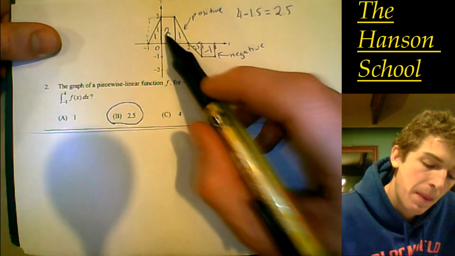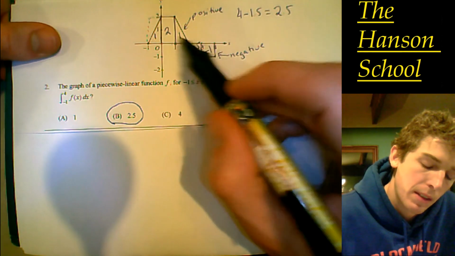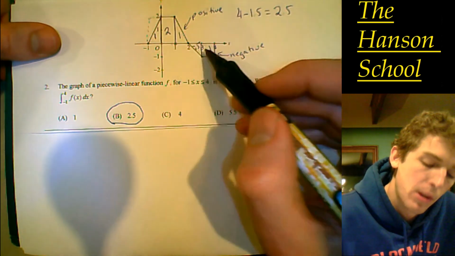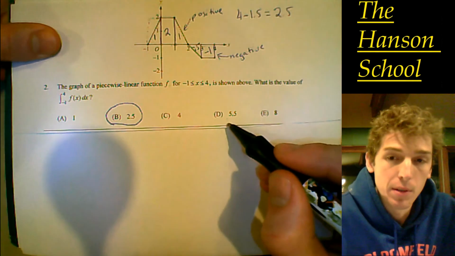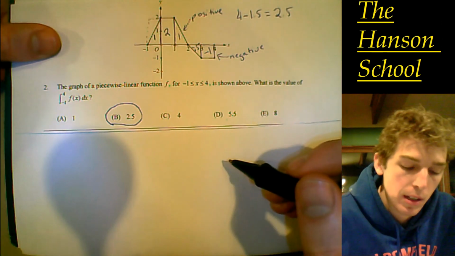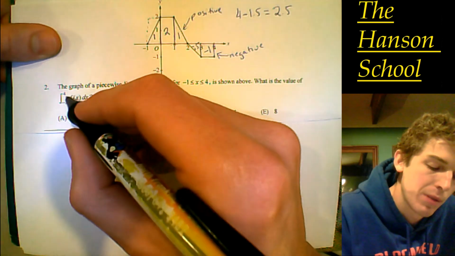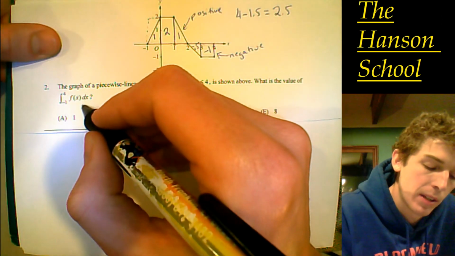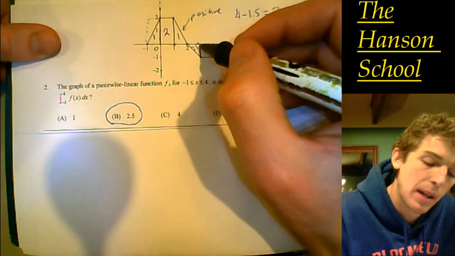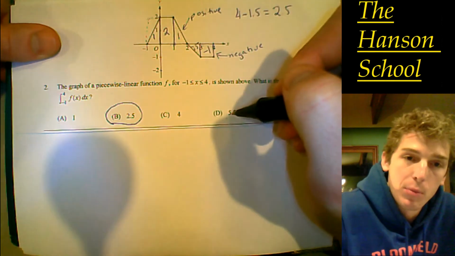Notice if you forgot that the area was negative beneath the x-axis, you would have gotten 4 and 1.5. Oh, that's D, that's 5.5. And I mean, they throw these things in there to trick you. Or they could have done, what's the integral from negative 1 to 4 of the absolute value of f of x? Well, then it would have been a positive and a positive area. It would have been 5.5.